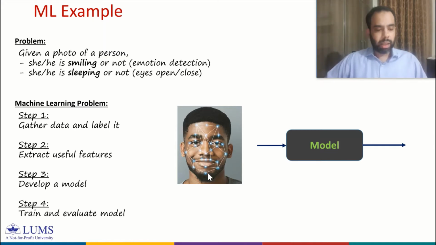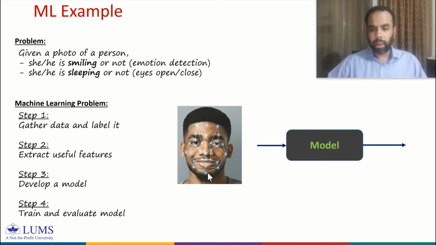And finally, step 4 would be to train and evaluate the model. So we have a model, and using data we train the model, and then we can evaluate the accuracy of the model.